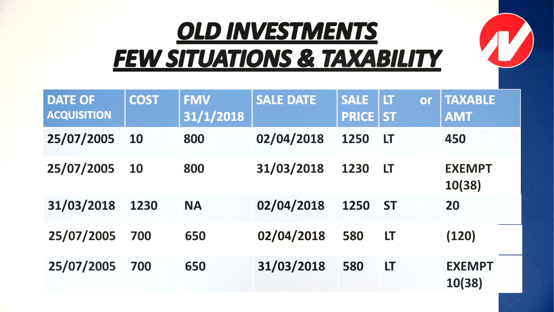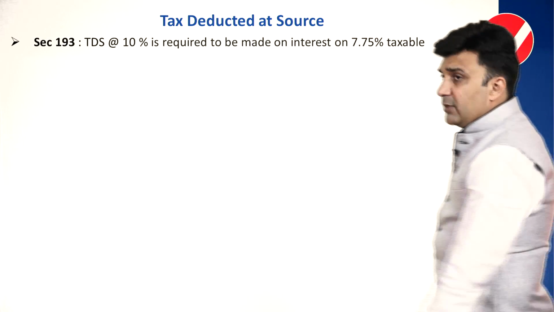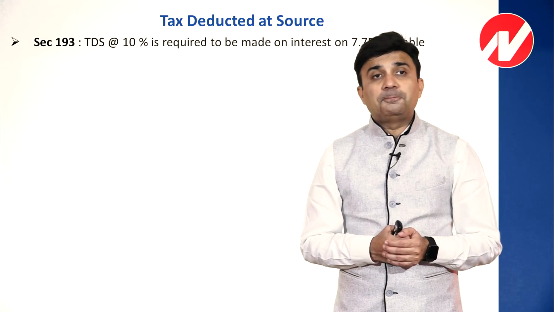We can see in situation 1 of the same table that cost was 10, FMV was 800, difference between 10 and 800 is not tax. Whatever you have gained till yesterday is not been taxed. The balance only is been taxable. So you are taxed on the gain you are making after 31st January 18, but the gain is taxable above 1 lakh at the rate of 10%. The loss would be fully set off right from rupee 1. Friends, the major changes as far as the capital gain is concerned, very, very important from the viewpoint of examination as well as the practicality.